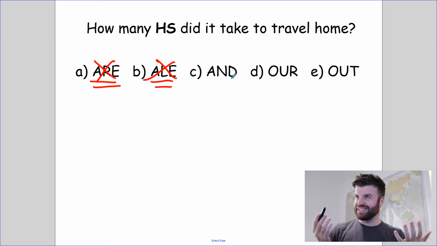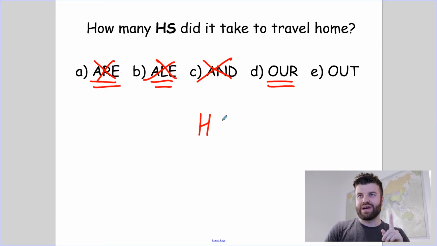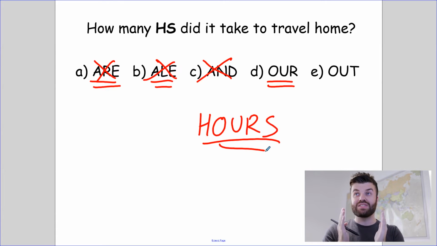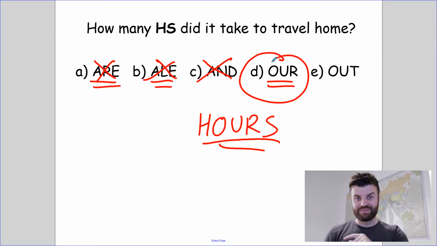Hands. How many hands did it take to travel home? I mean, it's not the best fit. I don't think I could make that work, even though hands is a word. Aha. Hour. We can put hour in between H and S and it makes hours. How many hours did it take to travel home? The context works. It's made a new word. Those are the 2 things that we need to get a mark. We're going to put down D and we're going to move on to the next question.